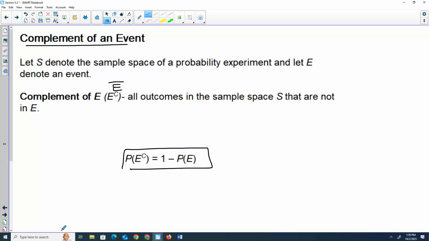So if I said, what's the probability that a student is at school today? What's the complement of being at school? What's the opposite of being at school? Not being at school. If I add all the people at school and all the people not at school together, I get everybody. So if they're complements, if you know one, you can get the other just by doing 1 minus that value.